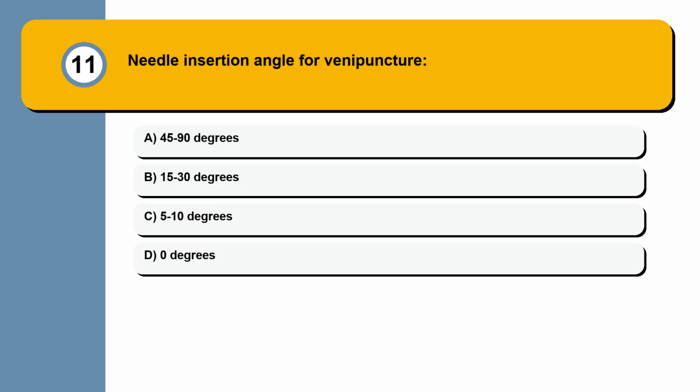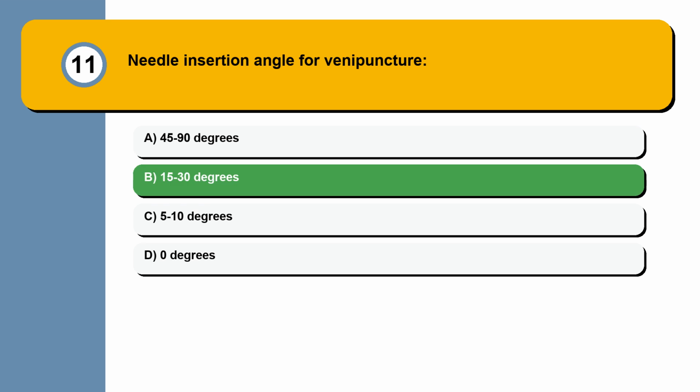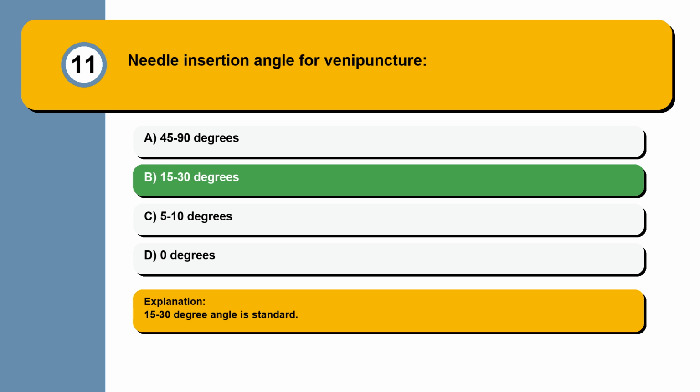Question 11. Needle insertion angle for venipuncture. 45 to 90 degrees. 15 to 30 degrees. 5 to 10 degrees. 0 degrees. 15 to 30 degree angle is standard.